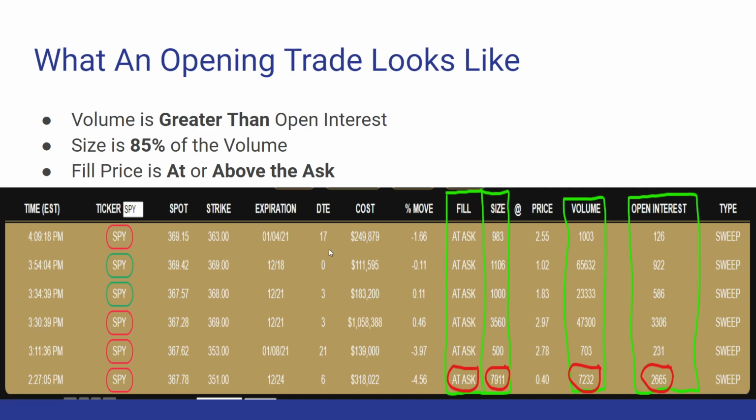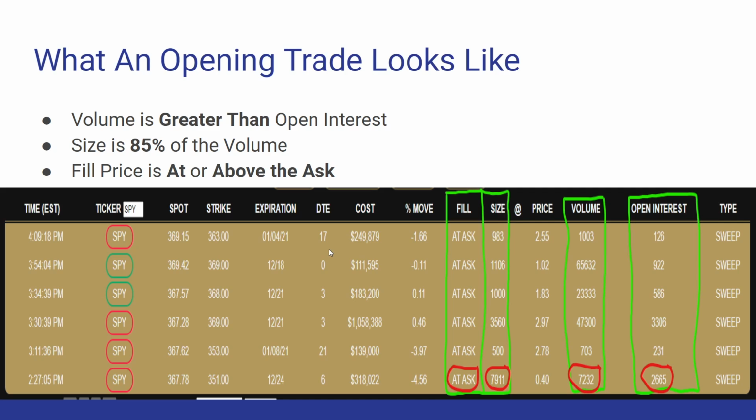So for an opening position, what I look for is I look at the volume to open interest relationship, the size to volume relationship, and where the contract was filled at. So more specifically, I want to see that the volume is greater than the open interest. I want to see that the size makes up 85% or more of the volume. And then I want to see that the fill price is at or above the ask.